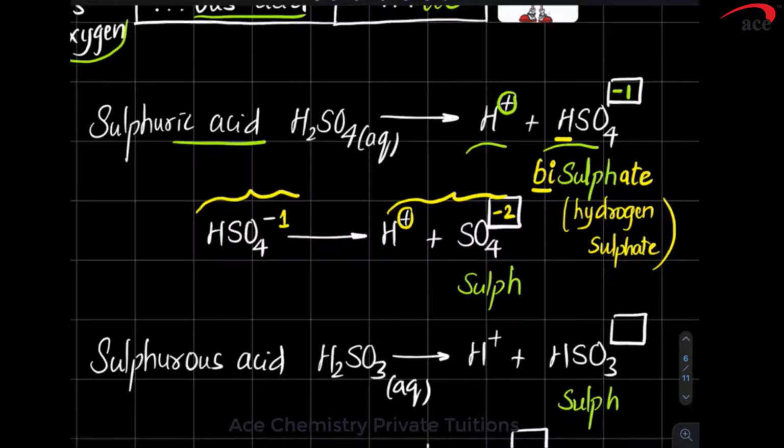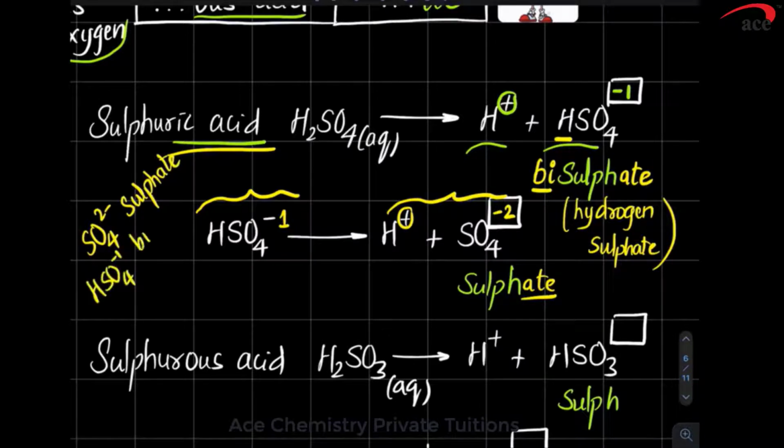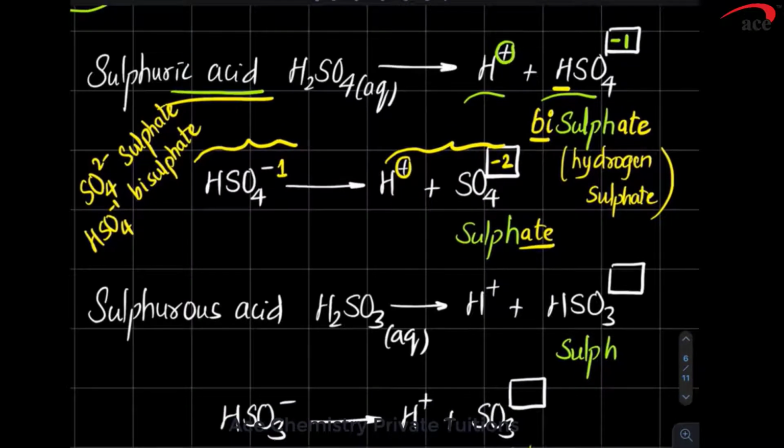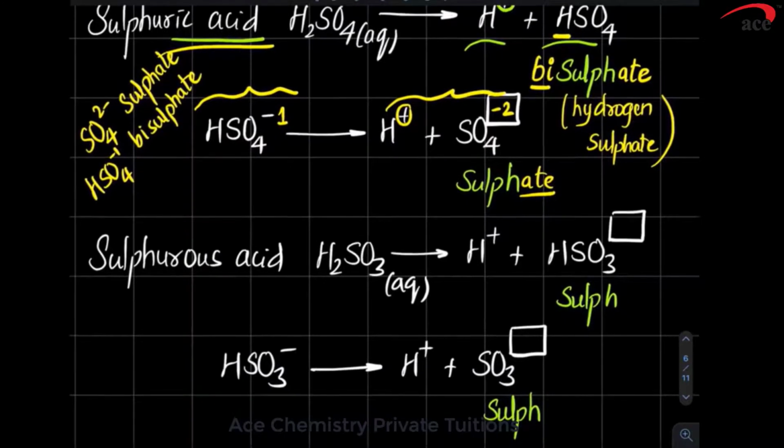And such an anion obtained from an ic acid ends with the word ate. So this ion is called sulfate. So remember, SO4 2 minus is called sulfate coming from sulfuric acid, and HSO4 minus 1 is called bisulfate, or it is called hydrogen sulfate. If you have understood the logic, we go to a brother of sulfuric acid, sulfurous acid.